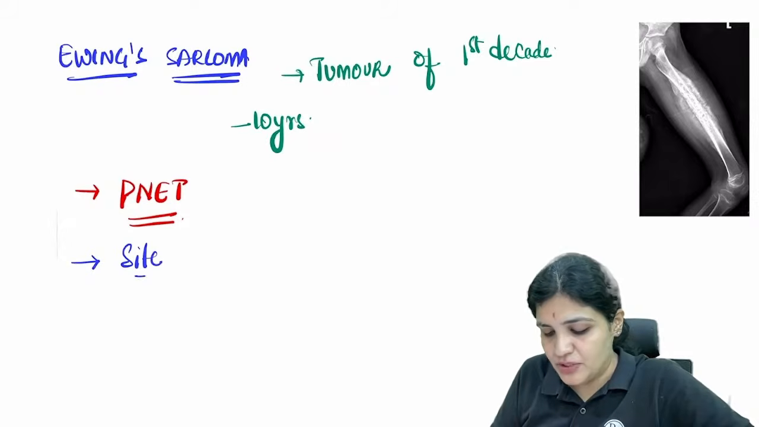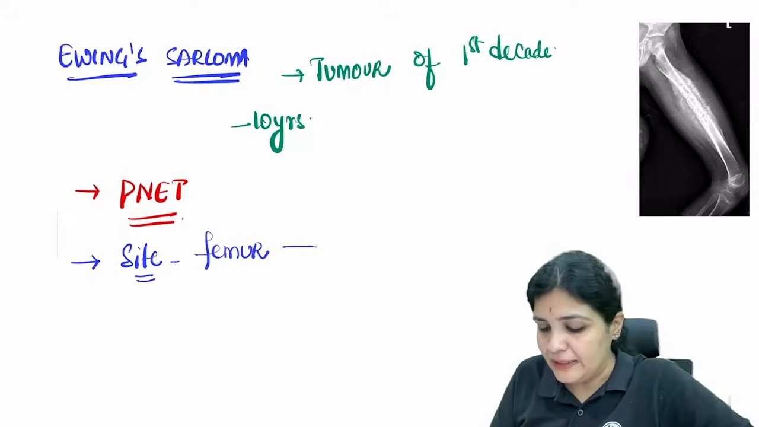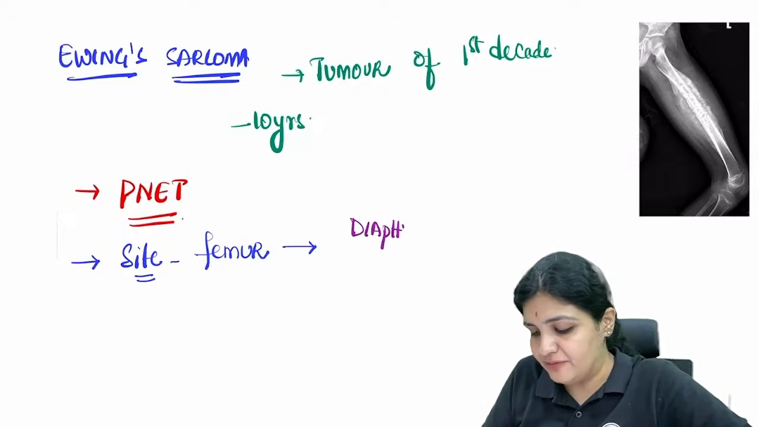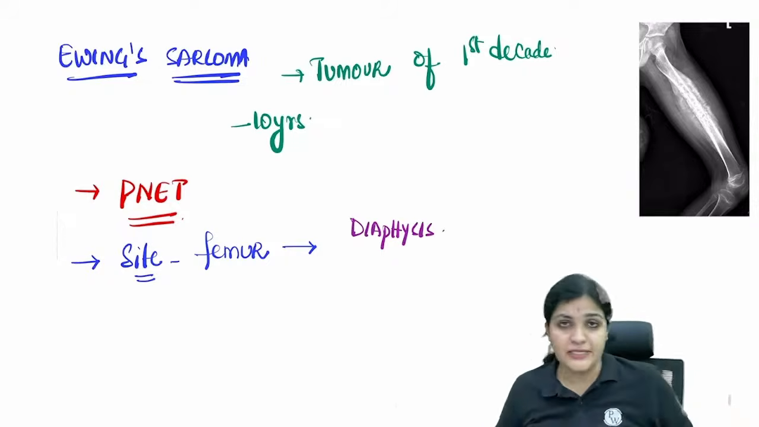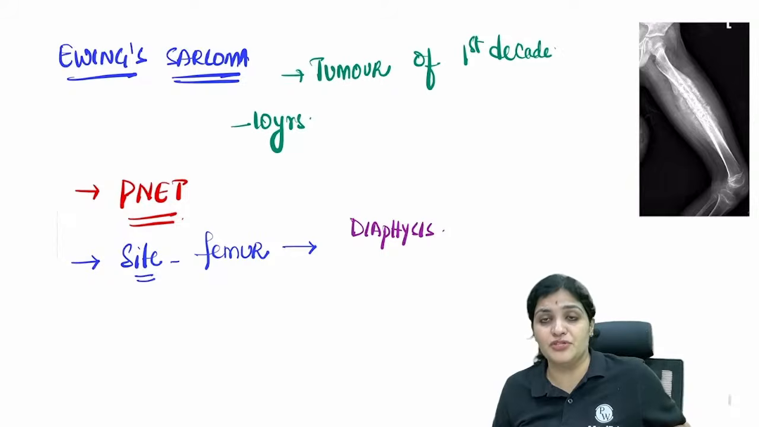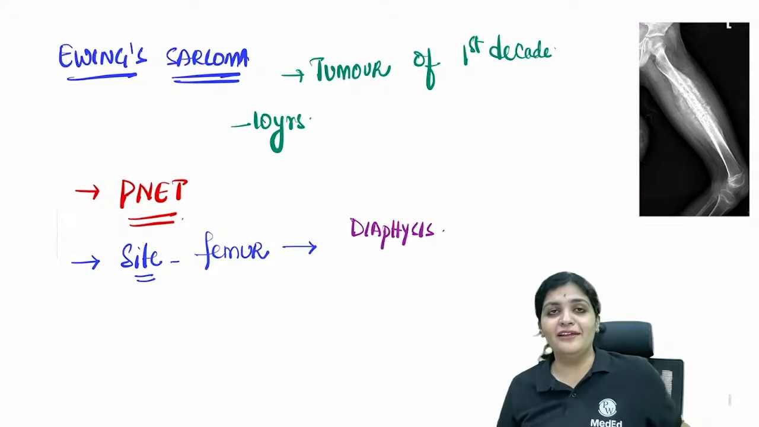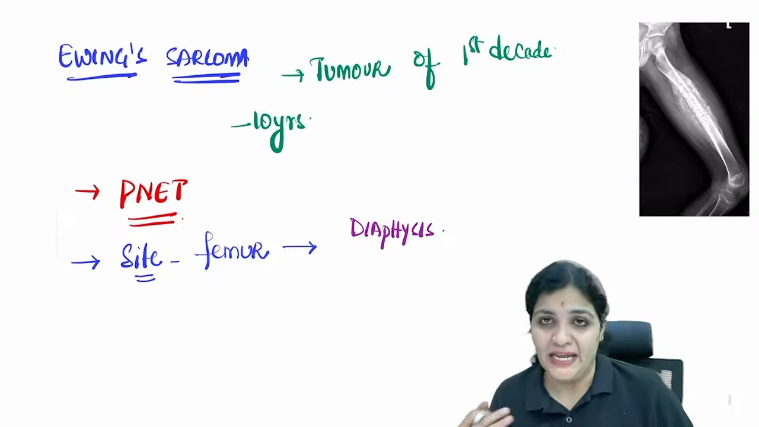The site, usually it occurs in the femur, the femur predilection, and in the femur the most common site affected is the diaphysis. So going back to the giant cell tumor, it is mainly the metaphysis which is involved. Sorry, the epiphysis is the one which is very much involved. Here in the Ewing sarcoma, it is the diaphysis. Ewing sarcoma, this is the diaphysis, right?